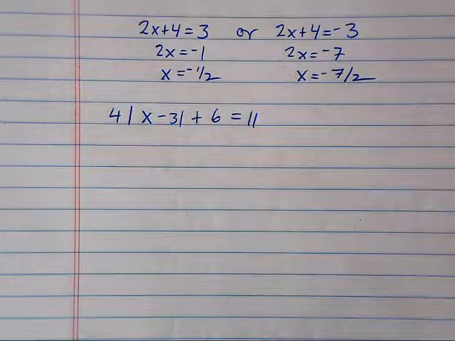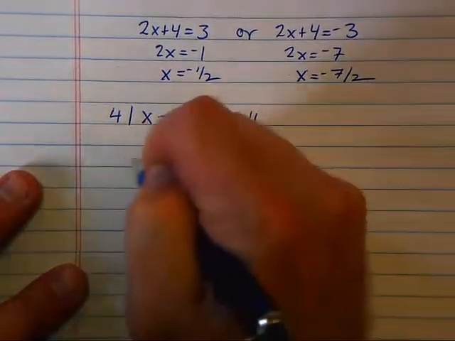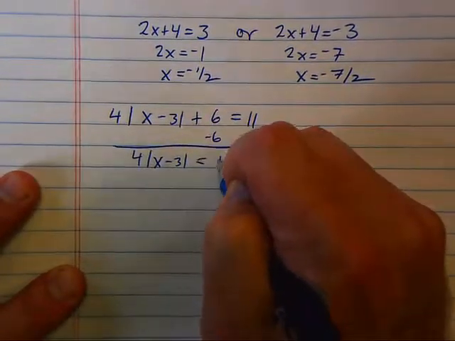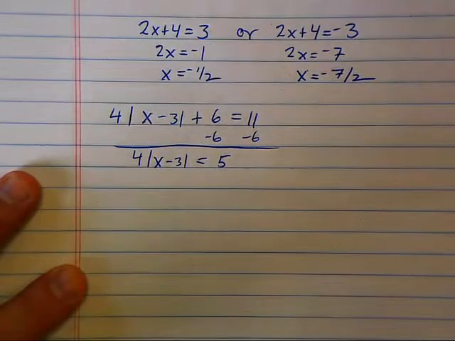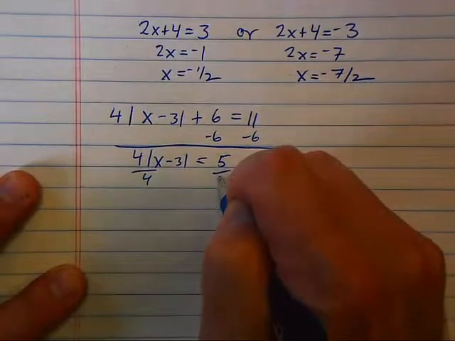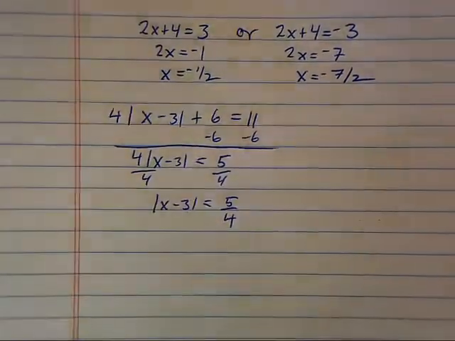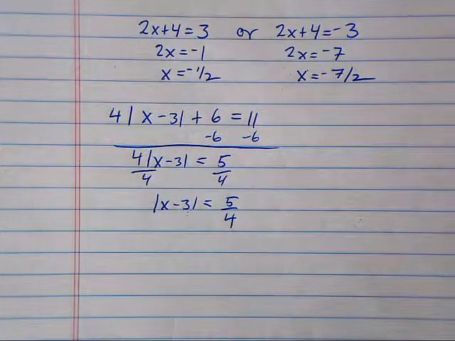Same idea. The first thing you need to do is get the absolute value thing all by itself. So what are the steps you go through to get the absolute value thing all by itself? Minus 6 on both sides. 4 absolute value of x minus 3 equals 5. And then we divide by 4. Absolute value of x minus 3 equals 5/4. And unfortunately you get a fraction there. That can happen. You just got to live with the fraction at this point.